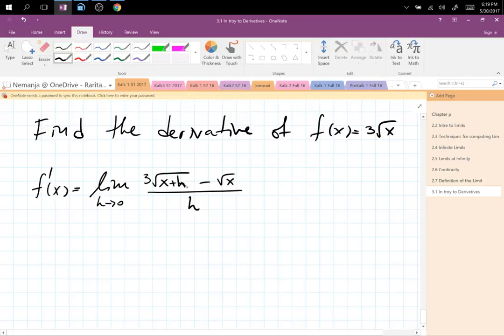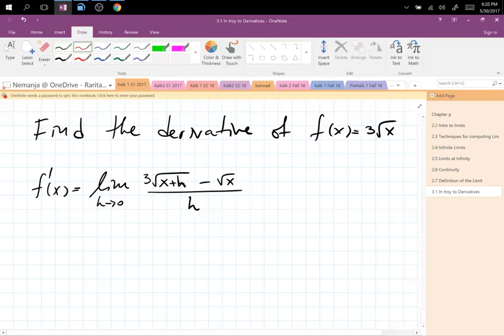What is the only thing you can do? Take the x and the... What's the only thing you can do? Anyone? You can rewrite the numerator as the cube root of... No. We are going to rationalize. That's the only thing you can do.